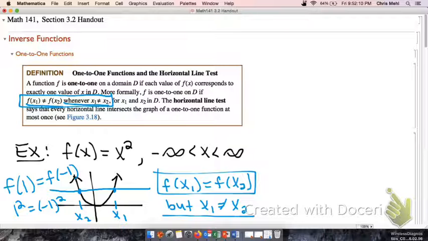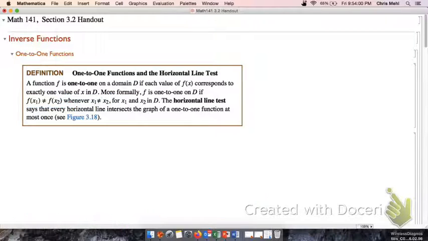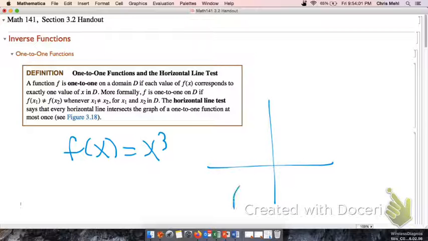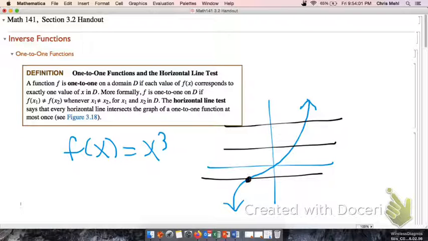So any function that does not pass the horizontal line test is really violating the property of a one-to-one function. Now, there are other functions that are one-to-one, like f of x equals x cubed. On its domain, the graph looks something like this. And what you'll notice is no matter where I draw horizontal lines, you're only going to intersect the graph at most one time. So this function is one-to-one. It passes the horizontal line test.